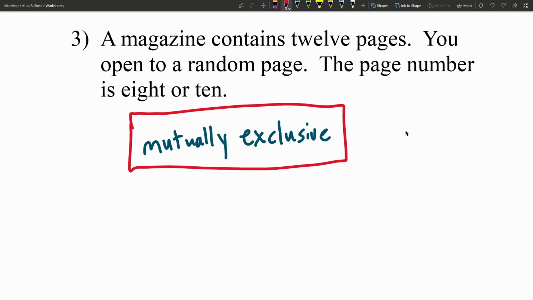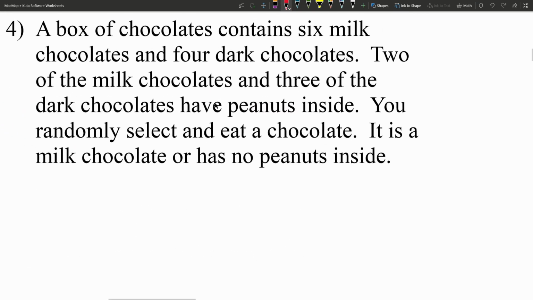Let's move on to number 4. In number 4, it says a box of chocolates contains 6 milk chocolates and 4 dark chocolates. 2 of the milk chocolates and 3 of the dark chocolates have peanuts inside. So if we were to think of this, we have a box of chocolate, 6 milks, where 2 of those have peanuts, and 4 dark chocolates, where 3 out of the 4 have peanuts. So you randomly select and eat a chocolate. It is milk chocolate, or it has no peanuts. Is there any overlap? Can those events happen at the same time?